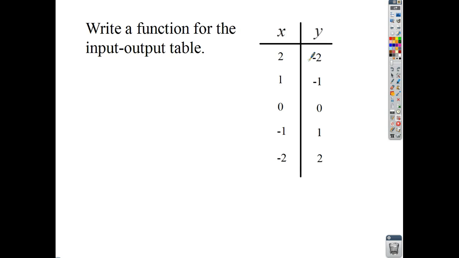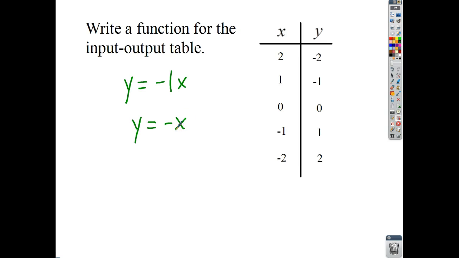How do I multiply 2 to get negative 2? That would be like multiplying by negative 1, right? 1 times negative 1 is negative 1. 0 times negative 1 is 0. Negative 1 times negative 1 is 1. And negative 2 times negative 1 is 2, right? So what I'm saying is negative 1 times x. Or what you could do is say negative x.